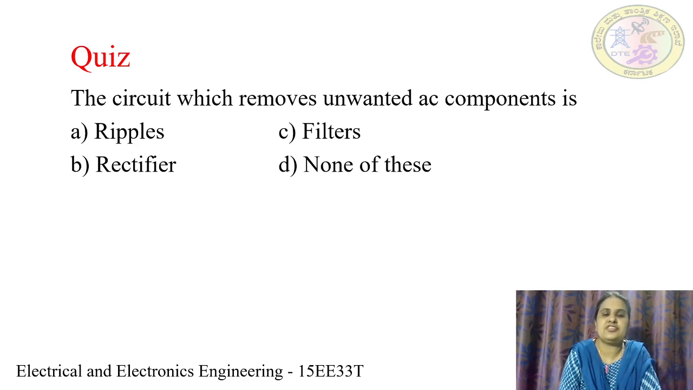A circuit which removes the AC components is... I think you all got the answer. So let me write the answer. The answer is C, that is, the filter circuits are the circuits which remove the unwanted AC components.